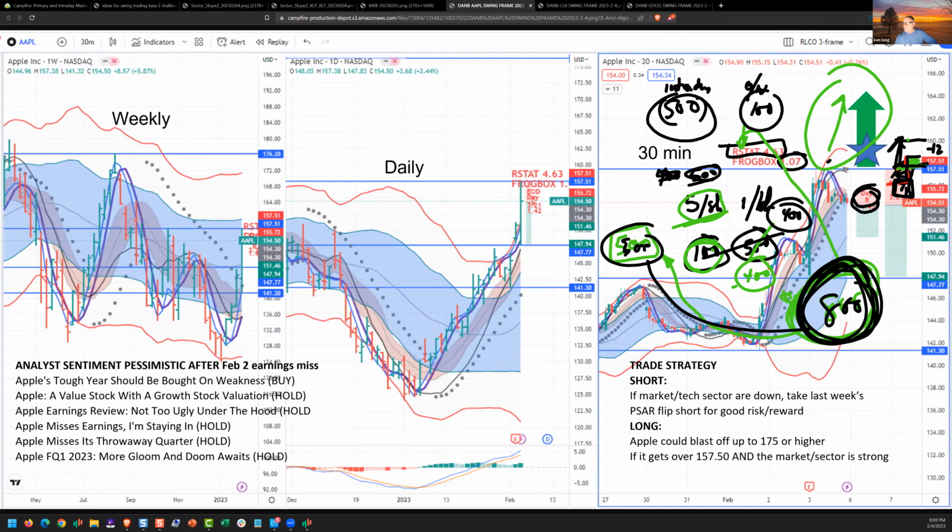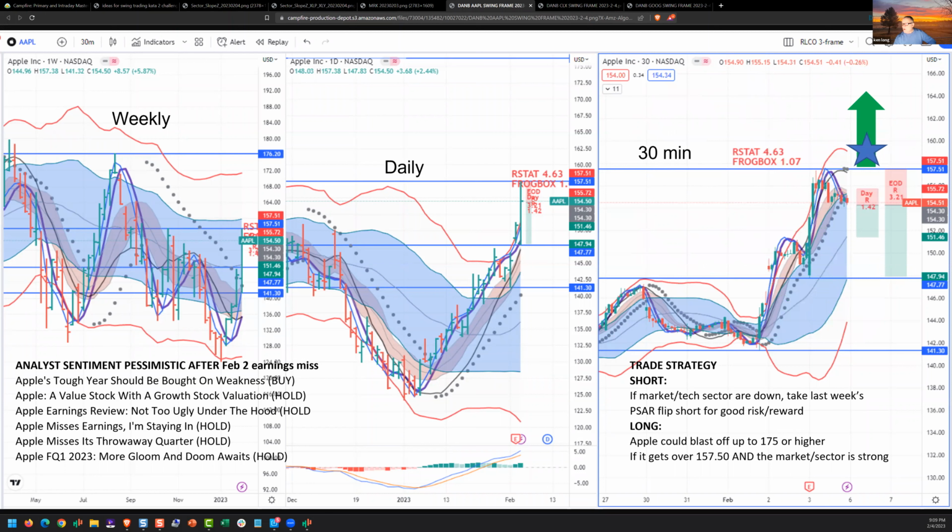So there's this. Let's now see where Dan has these triggered. He's looking to trigger long if it breaks above the RL10. So that would be the emerging dragon breakout. He's also looking for a possible short at 154. So if this thing, which started to sell off, doesn't hold, what you want to see is this thing go right away. But if it doesn't, and if the market and tech sector are down, take last week's PSAR flip short for a good risk reward.